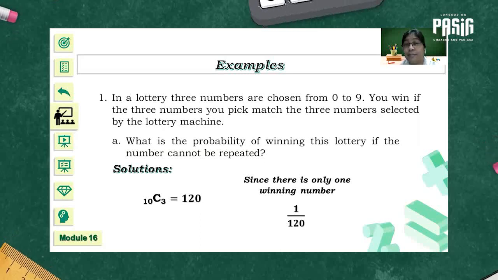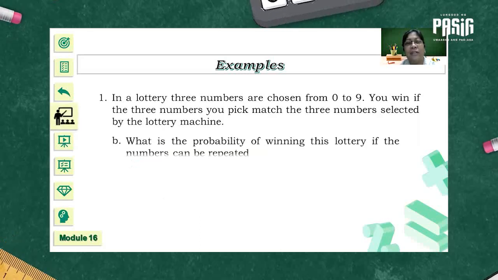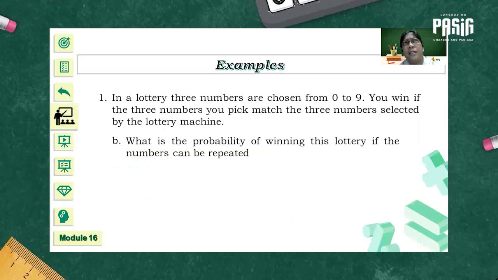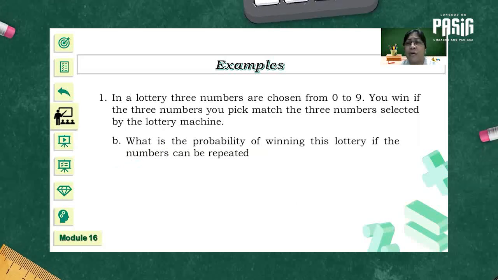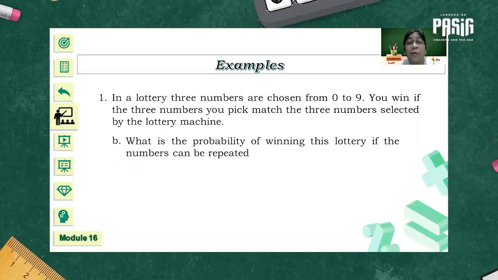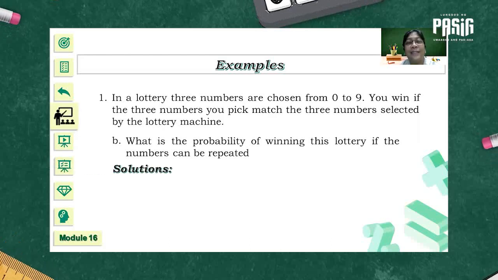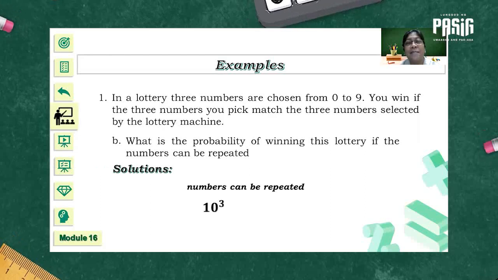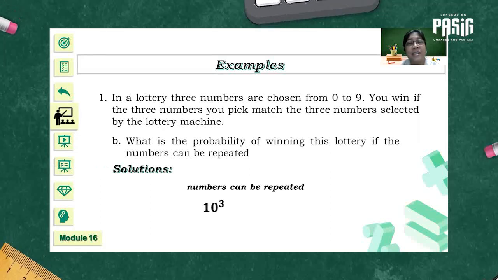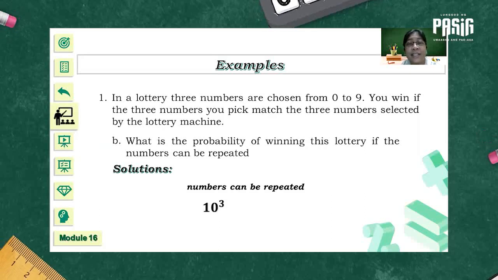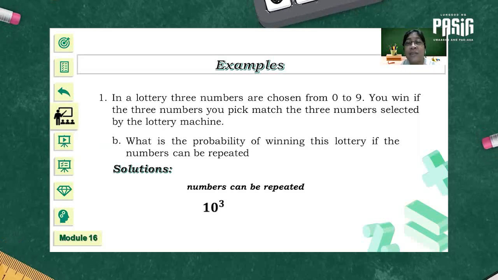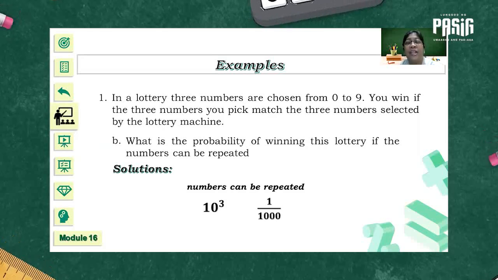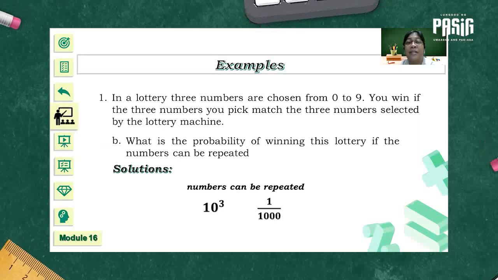If the number cannot be repeated, how about if numbers can be repeated? If so, it doesn't fall under permutation nor combination. So what are we going to do? It means if numbers can be repeated, that is simply 10 cubed. We have 10 choices at first, same choices in second, and same choices with third. That's why we'll have 1 over 1,000, the probability of winning this lottery if the numbers can be repeated.